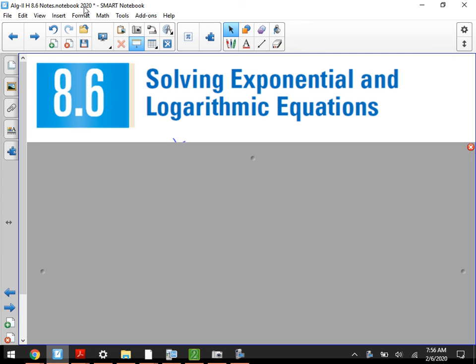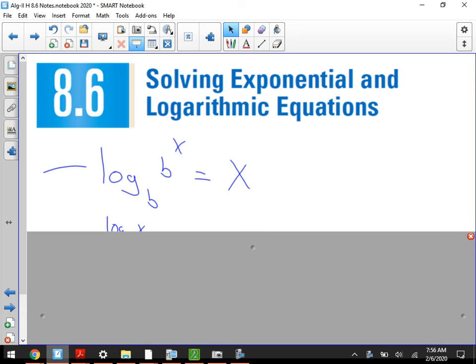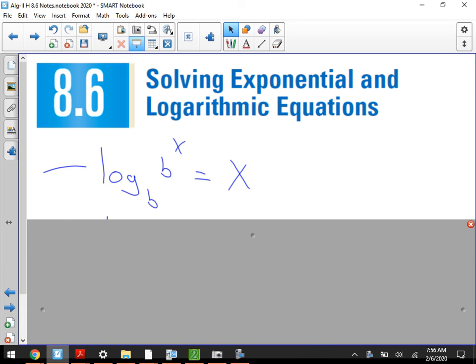Undo. And that's kind of the idea. As you get ready to start to undo things, we have to figure out how you undo log base b of b to the x. We have to remember how certain things work. Or, I'm sorry, not undo this, this is how it actually works.